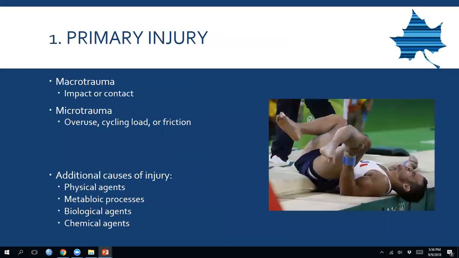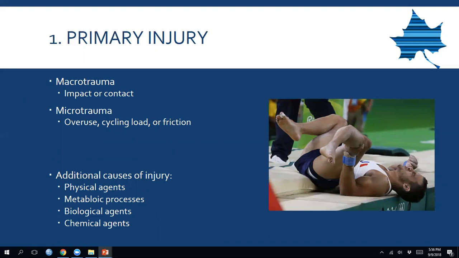The first one's the primary injury, and this can be split up into 2 different things: macro trauma and micro trauma. Macro trauma is an example of what you see here in this picture. That's that large injury of something causing the injury immediately happening, the idea of impact, contact. This is the same thing as tearing your ACL, breaking a bone, a wound, anything that occurs in one fell swoop.